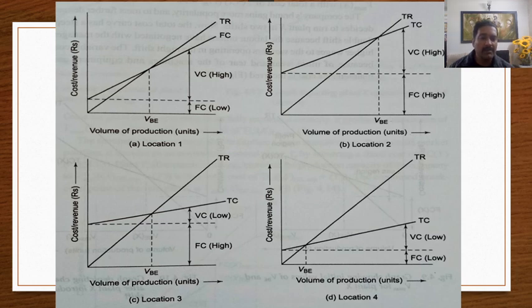is high and variable cost is also high, and in the third location, variable cost is low and fixed cost is high. But in location 4 you can see that variable cost as well as fixed cost are both low, and that's why the break even point is also at a lower place. So it means they should prefer location 4 to establish their facility location. So this is all about the break even analysis.